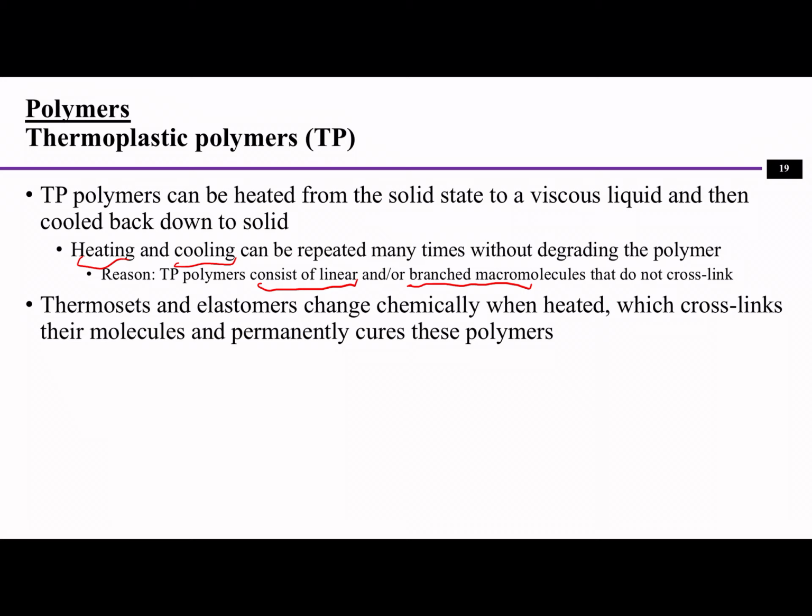Thermosets and elastomers change chemically when heated. The cross-links are broken, so it's hard to form back to the original cross-links. That's why the chemical structure and properties have already changed.